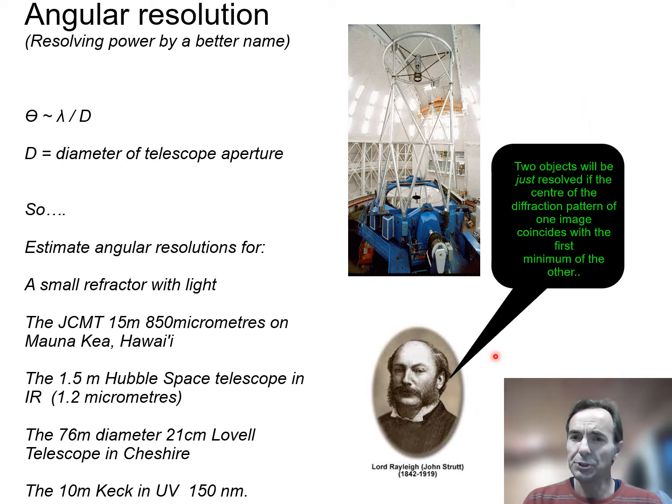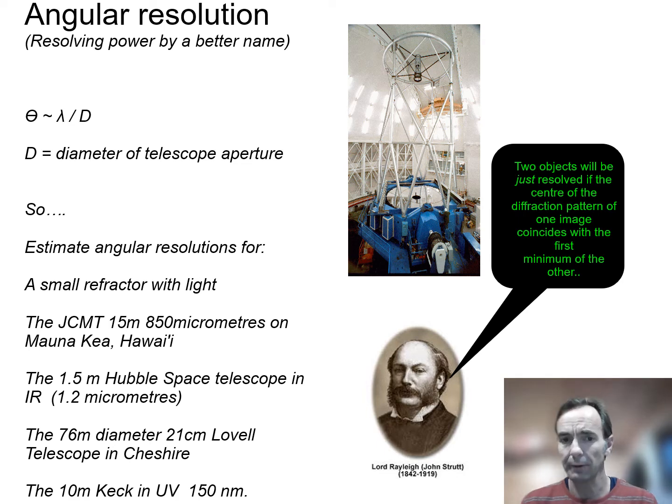Now, this is Lord Rayleigh here, real name John Strutt, and this is what he said. 2 objects will be just resolved if the center of the diffraction pattern of one image coincides with the first minimum of the other. And you can see why. On the previous image, I had those 2 parts. You can rewind and have a look. The peak of one coincides with the first minimum of the other, and that's as near as they get.